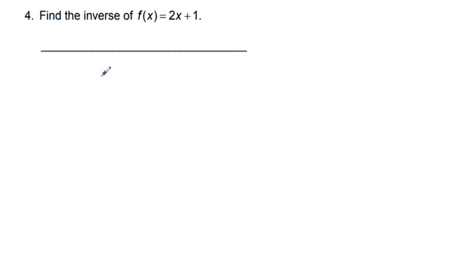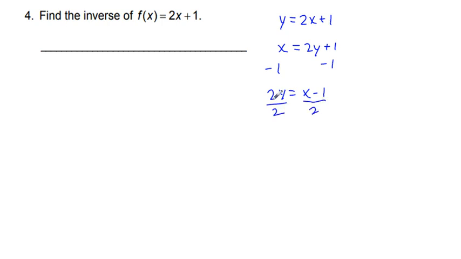Next, 4. Find the inverse of f of x equals 2x plus 1. Well, I've talked about the 4-step process to finding an inverse of a function. First step, change that f of x to y. Second step, switch x and y. Third step, solve for y. Subtract 1, subtract 1. So we get 2y equals x minus 1, and then we divide by 2. Y equals, now we have x over 2 minus 1/2.